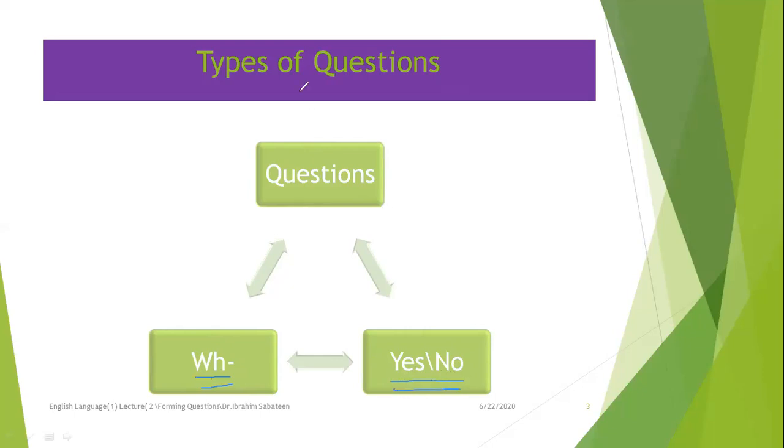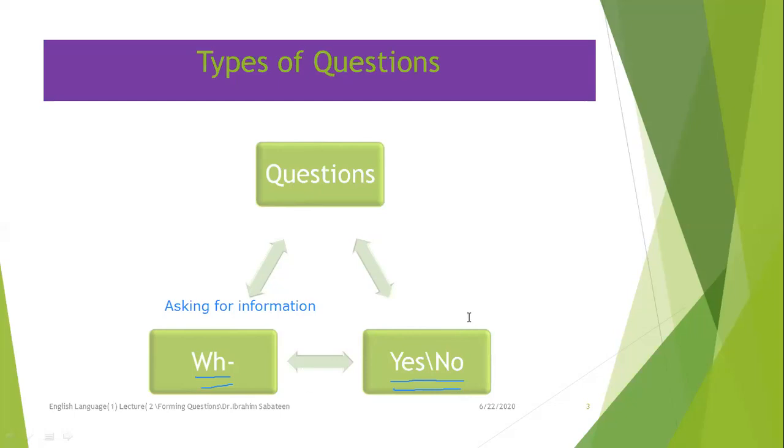Look here. We use WH questions for asking for information. For example, when I say, where do you live? I am asking about the place where you live. What's your name? I'm asking about information. What's the information here? Your name.